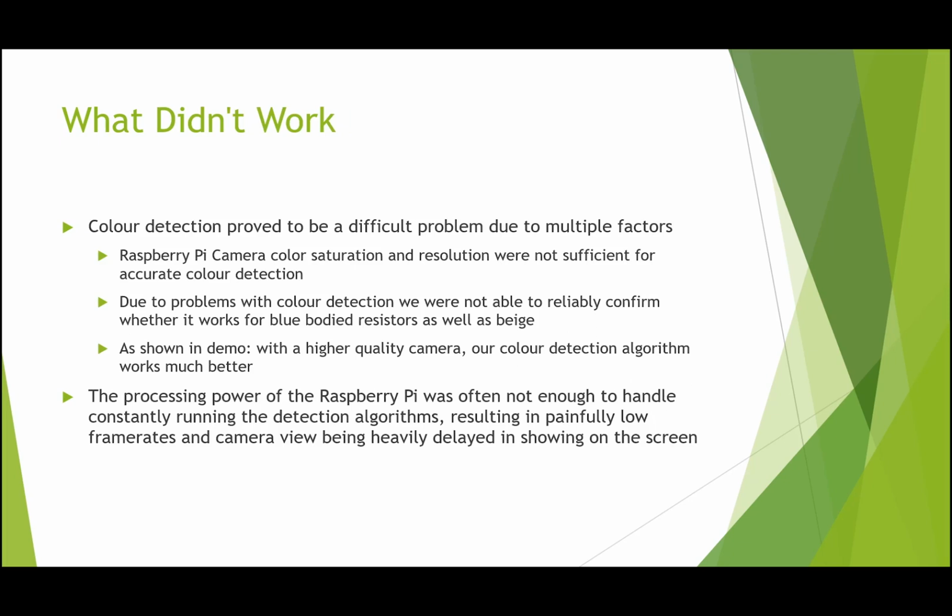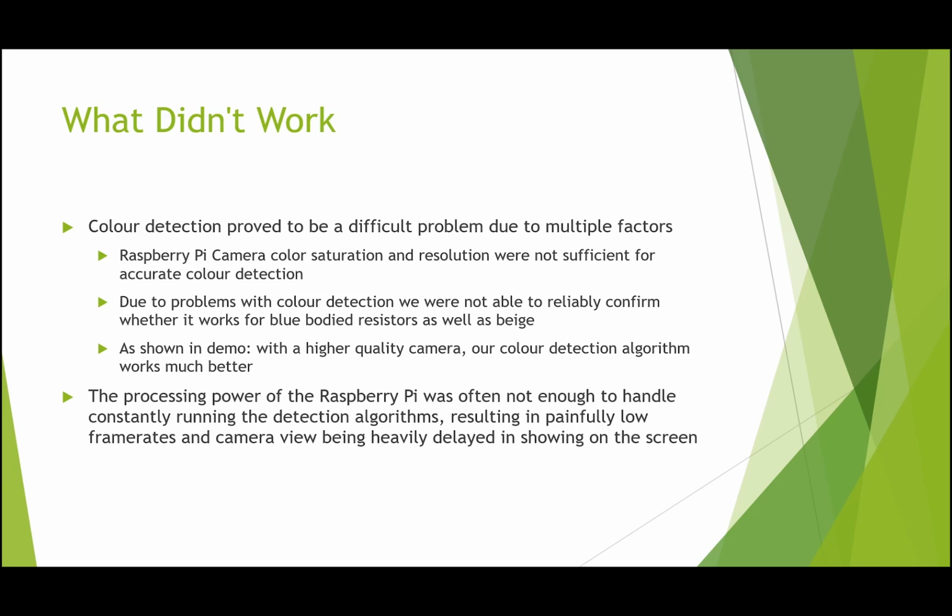Now for what didn't work so well in our project. As we neared our deadlines, color detection was still proving to be a major problem halting our progress. Simply put, the Raspberry Pi camera we were using did not have a good enough resolution, nor was its color saturation sufficient to differentiate between different color bands on the resistors. For example, yellow bands on the resistors are nearly impossible to distinguish from the rest of the resistor body for beige-bodied resistors in the camera view.